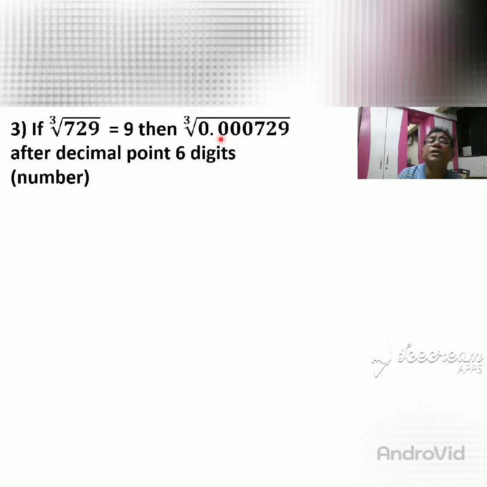So how many digits after the decimal point? You can check: 1, 2, 3, 4, 5, 6. So here, after the decimal point, 6 digits are written. So where we put the decimal point can be found with the help of 1 upon 3 into 6. Why 1 upon 3?